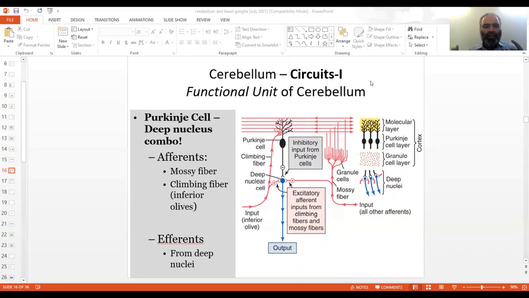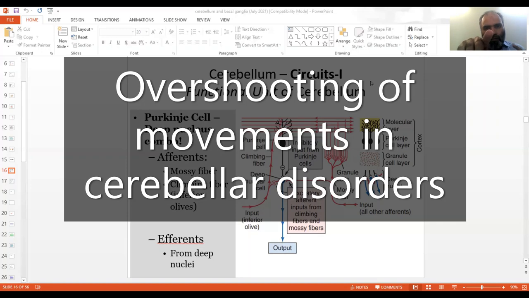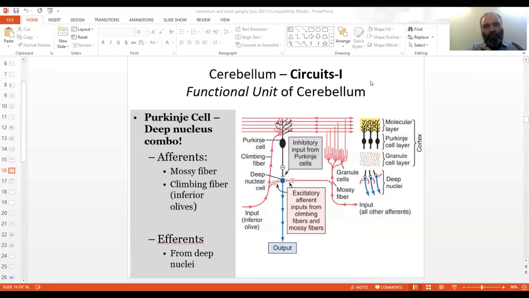So the net result is that by this delayed negative feedback, overshooting or any exaggerated motor movements are restricted by this inhibition. If this inhibition, the Purkinje-induced inhibition, wasn't there, you would have movements overshooting their intended target. So if I were to touch this camera here, I would be touching it but going beyond.